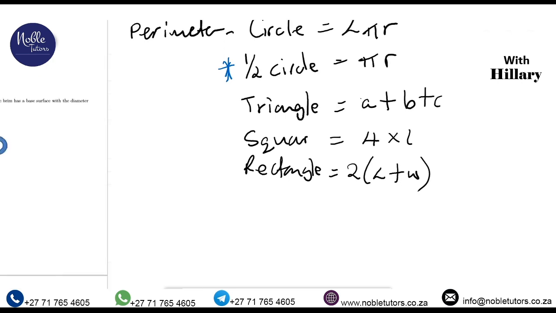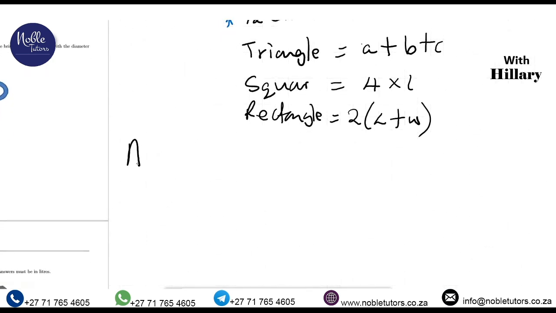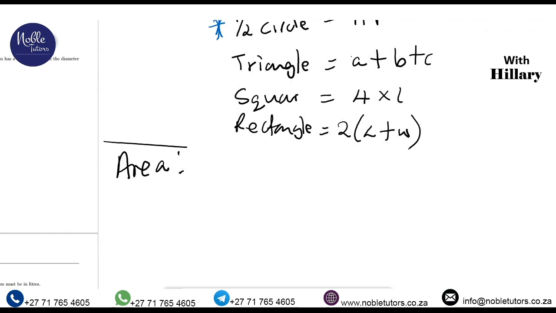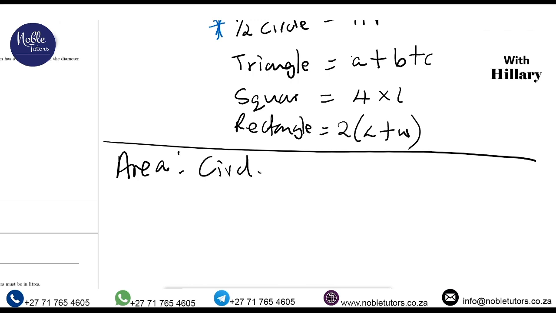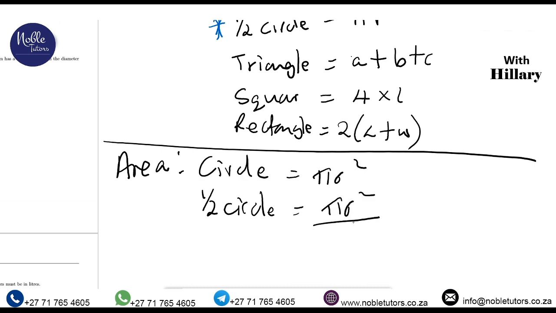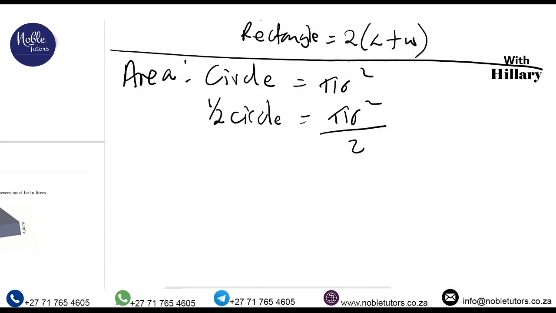Then we also need to know the formulas to calculate area of each shape. So area of a circle is pi r squared, right? So of a half a circle, it will be pi r squared over 2. Then for a triangle, area for a triangle is half base times height.